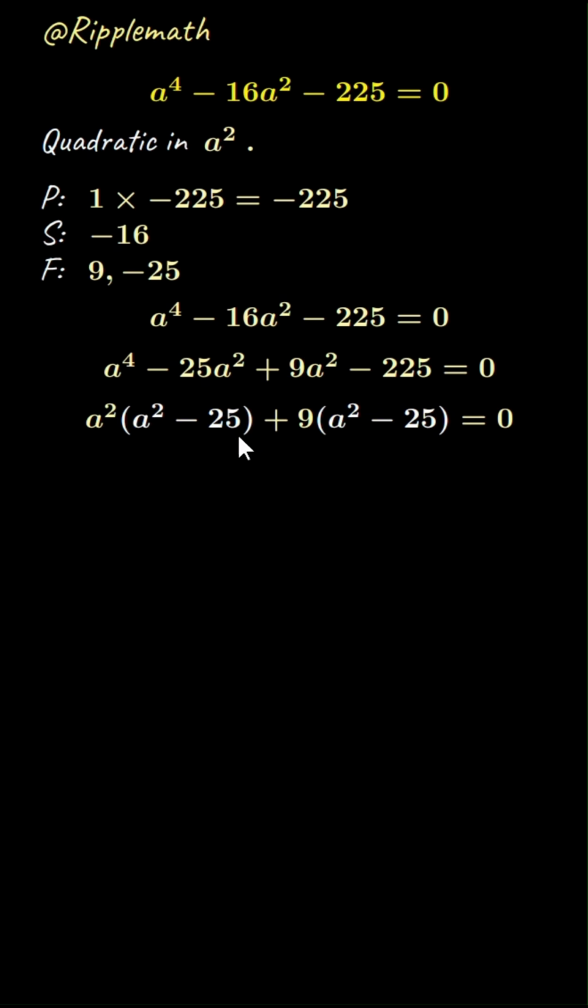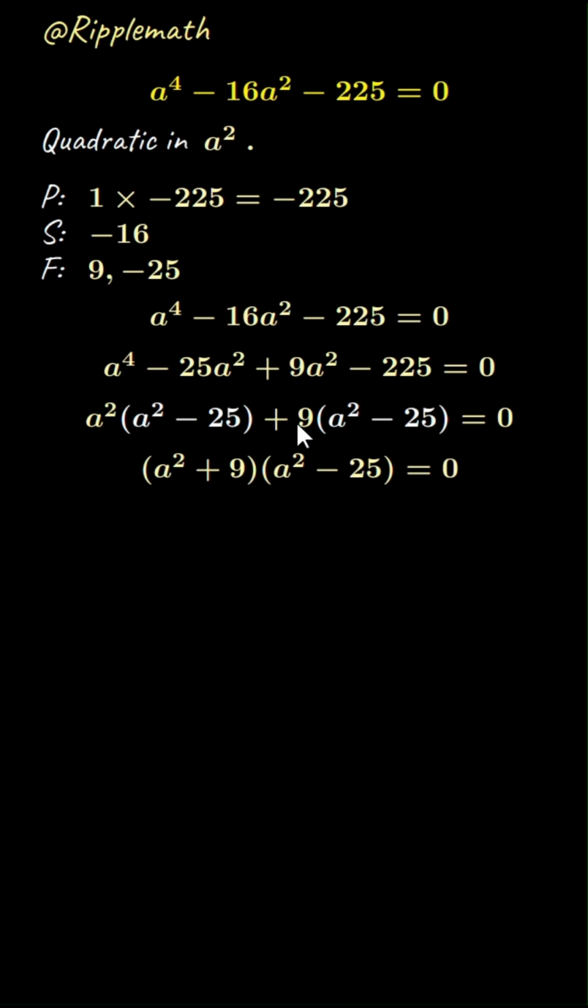So you take out the a squared here. This term here is guaranteed to be the same as that one, so you can just write it down and you can guess the number there quite easily. And then fully factorize it.